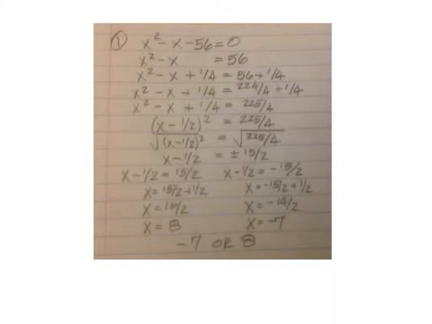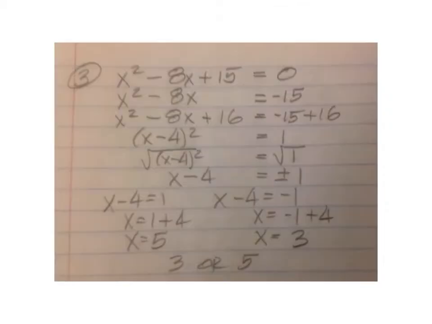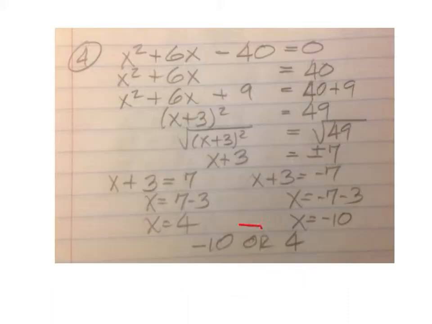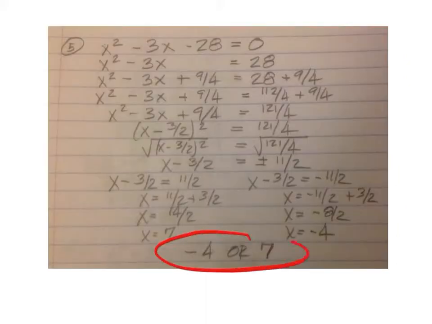Number 1 on the homework should be -7 or 8. Number 2 is -6 or 4. 3 is 3 or 5. 4 is -10 or 4. 5 is -4 or 7.